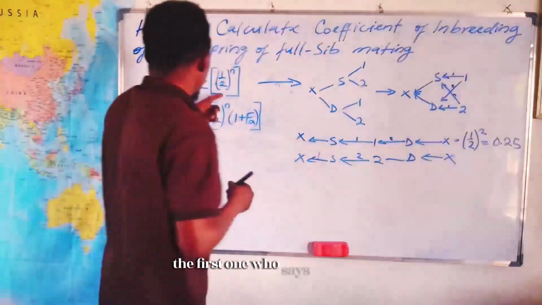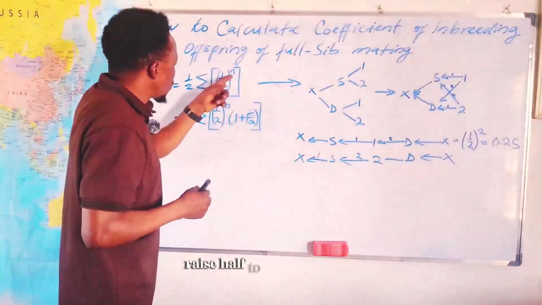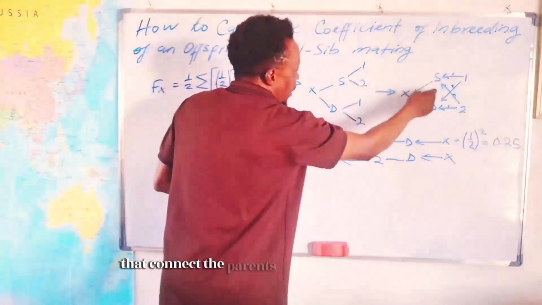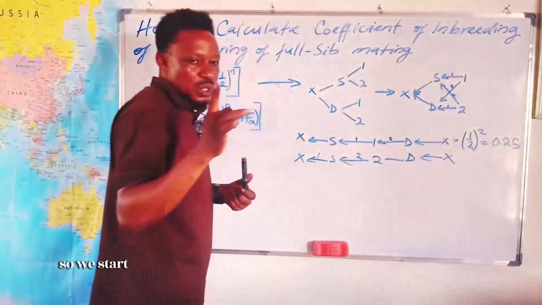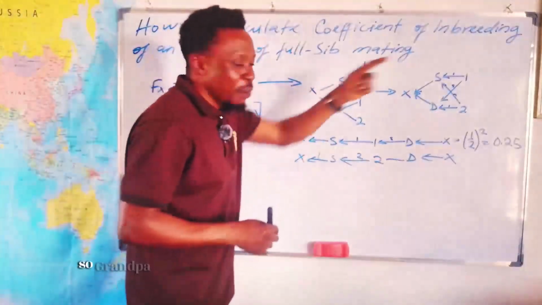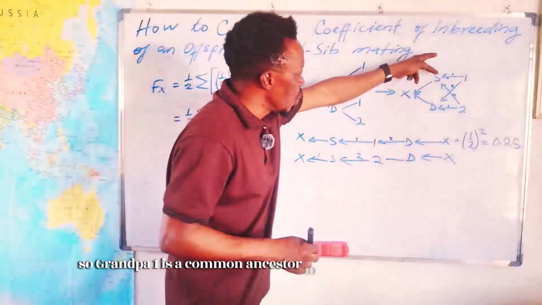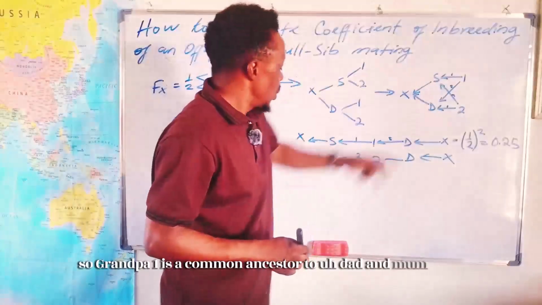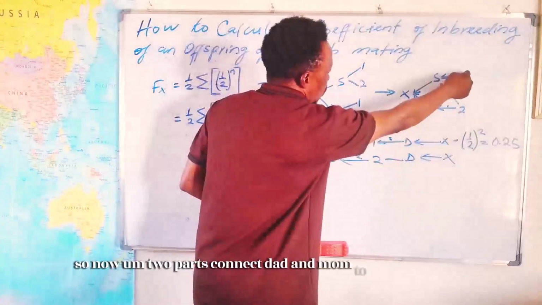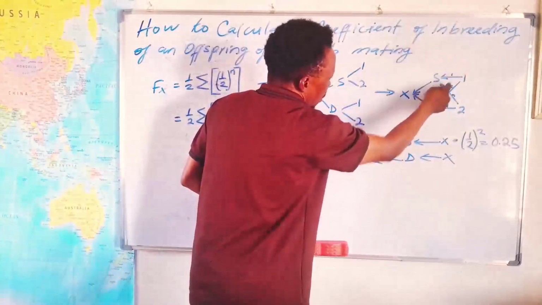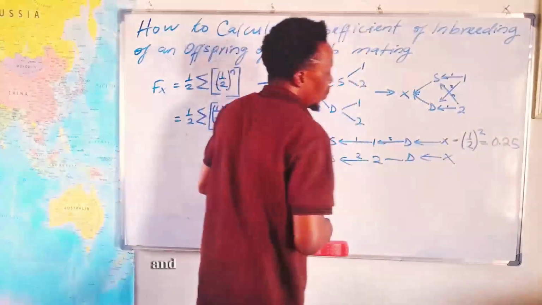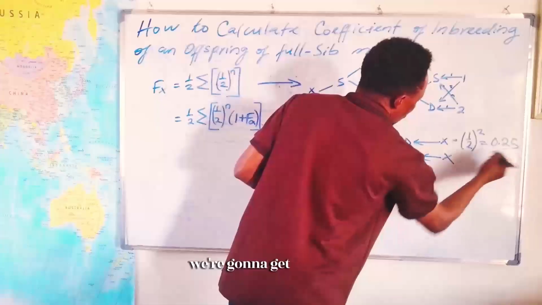The first one says raise half to the power of n, n being the number of pathways that connect the parents to a common ancestor. So we start with one of the common ancestors, which is 1. Grandpa 1 is a common ancestor to dad and mom. Now two paths connect dad and mom to grandpa 1, path 1 and path 2. Because of that, we raise half to the power of 2.